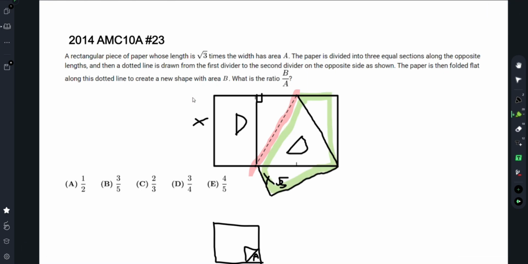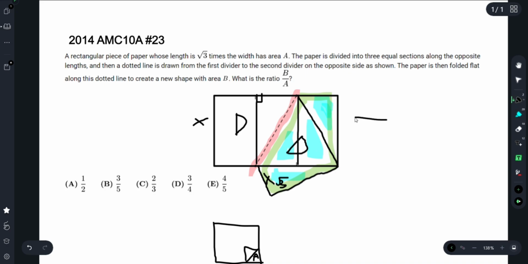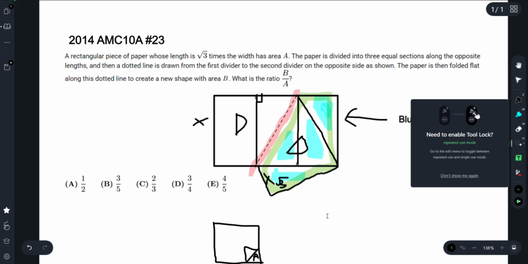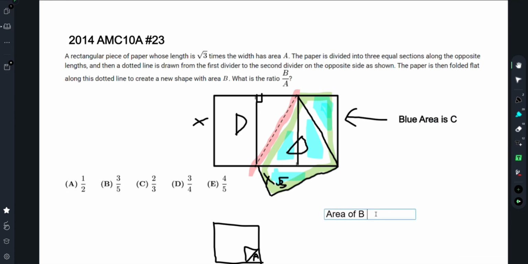This is the shape of area B. So how do we find this? Well, we can divide this into 4 congruent triangles: 1, 2, 3, 4. So all 4 of these have equal area. Let's say the blue area is C. Then we can express B as equal to 4 times the area of C.